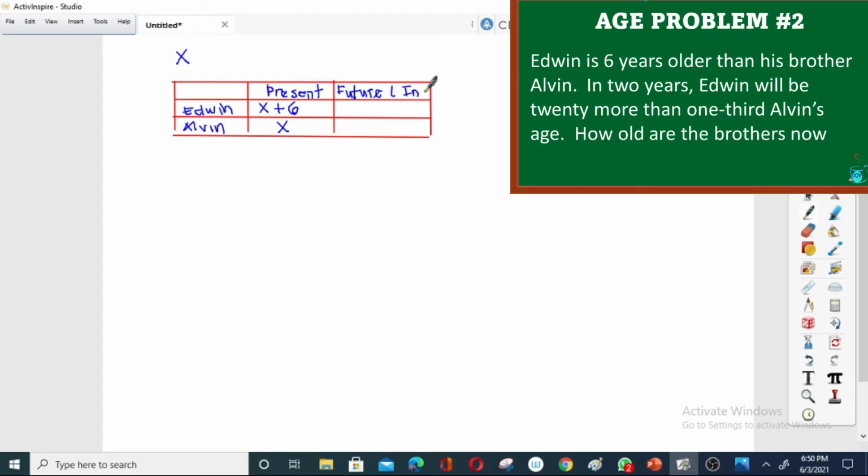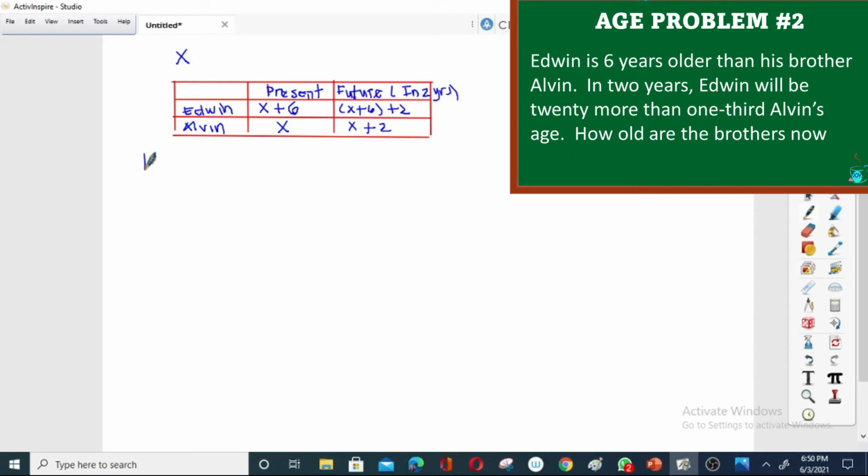In 2 years. Okay, that is the future, in 2 years. So if this is in the future, we will need to add 2. X plus 6 plus 2, because in 2 years. And this is X plus 2. So that is their present and future age.